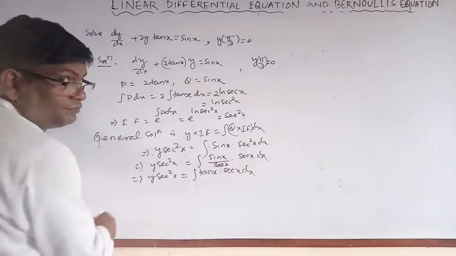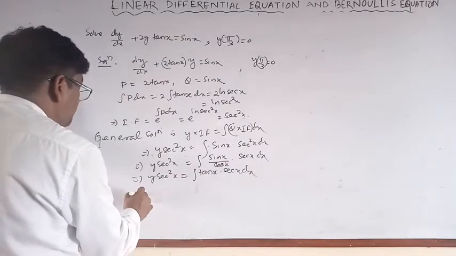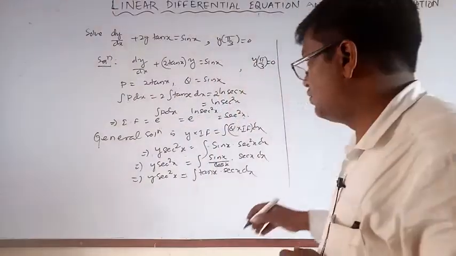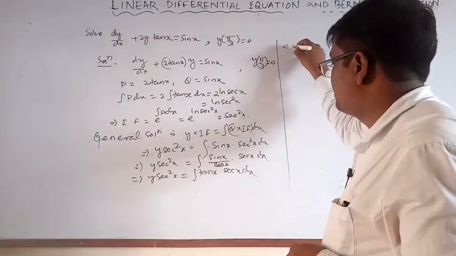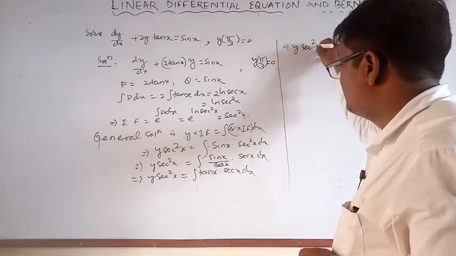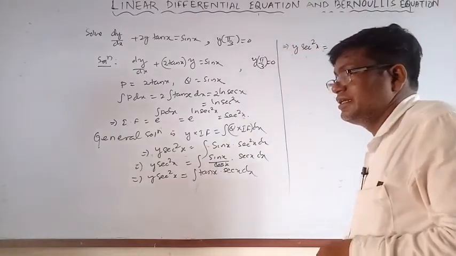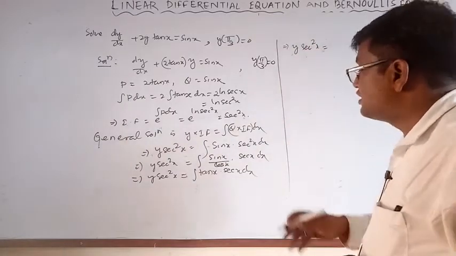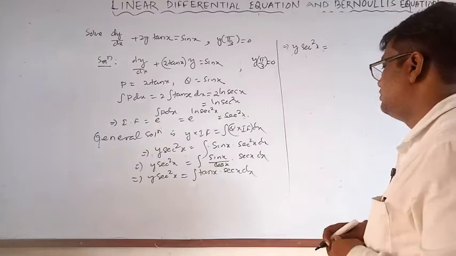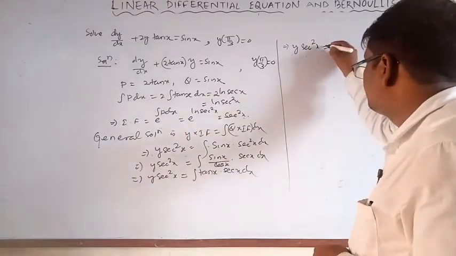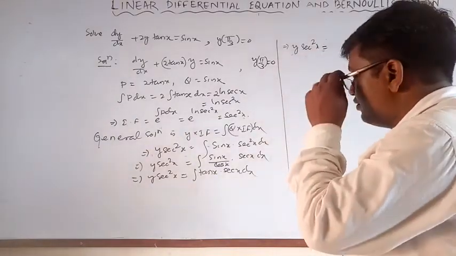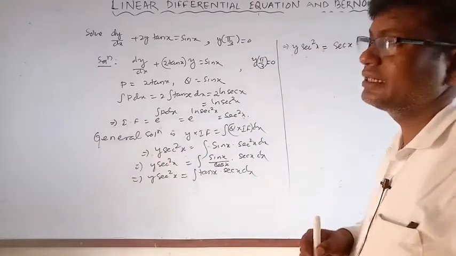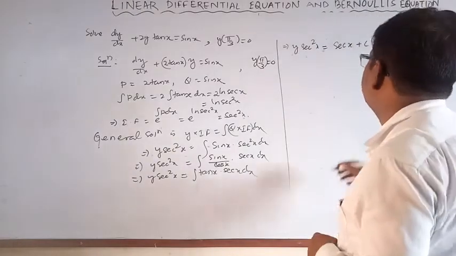So y into sec squared x is equal to the integral of sec x into tan x, which is sec x, plus c. That is, the integral of tan x into sec x is sec x plus c.